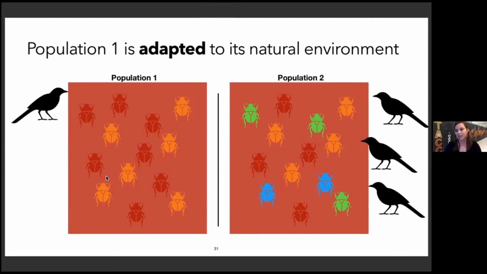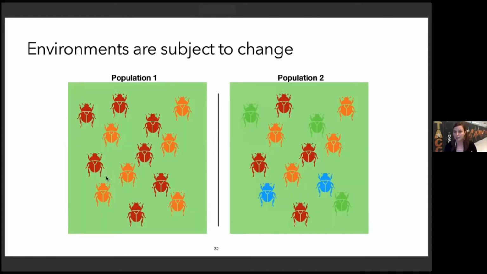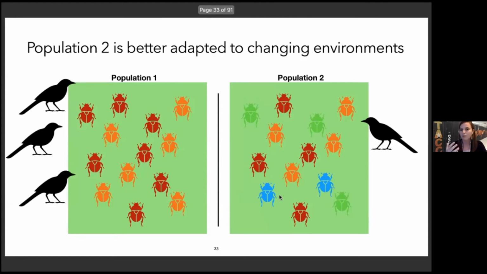So now this population is adapted to this environment, which is great, but we know that environments are subject to change. So if you think about long-term, we have big changes in the climate, but we also have seasonal changes. So you can imagine that maybe these populations, even though they're naturally found in some place with a red environment, the environment might switch to more of a green background. And in this case, you have suddenly a shift in advantage to this population 2 that has these green variants that better blend into their background, while population 1 has no variants that would match that background. So they're more likely to get eaten here.